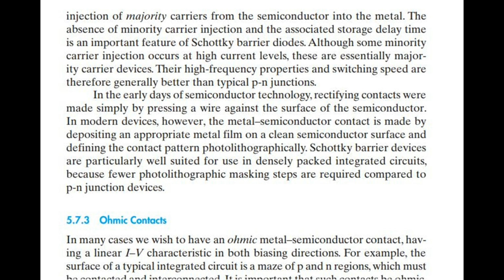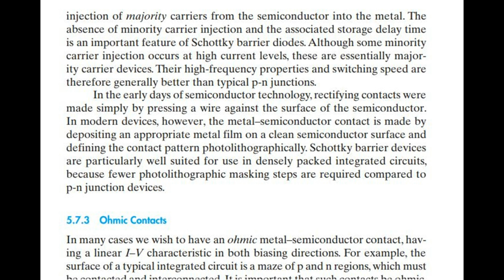In the early days of semiconductor technology, rectifying contacts were made simply by pressing a wire against the surface of the semiconductor. In modern devices, however, the metal semiconductor contact is made by depositing an appropriate metal film on a clean semiconductor surface and defining the contact pattern photolithographically. Schottky barrier devices are particularly well suited for use in densely packed integrated circuits, because fewer photolithographic masking steps are required compared to p-n junction devices.